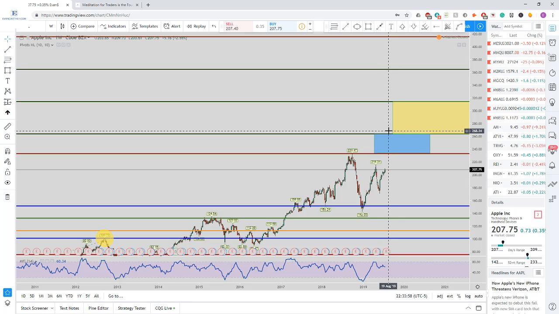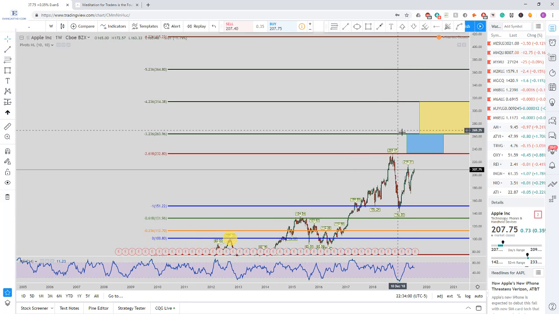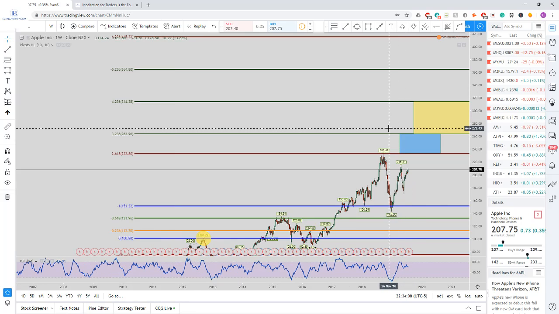It stays down just about at the 423.6% level, just a little bit north of it, down there at about 264, 265-ish, right around there. So that is how that trade setup goes right there.